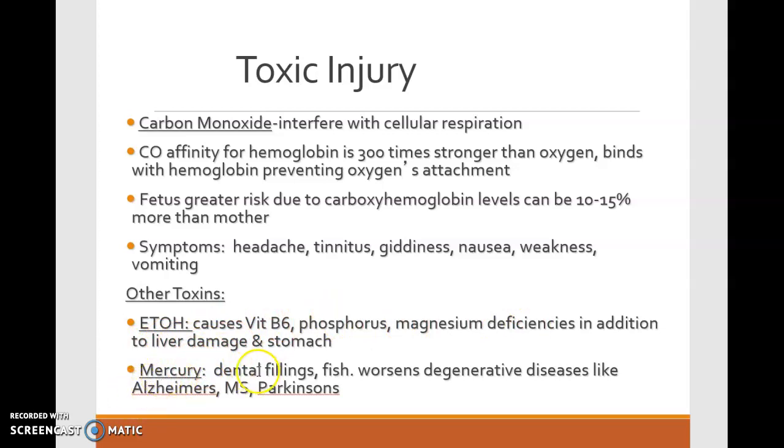Mercury, you find this in fish and fillings, and in the old school thermometers, and it worsens those degenerative diseases and impacts the brain itself.